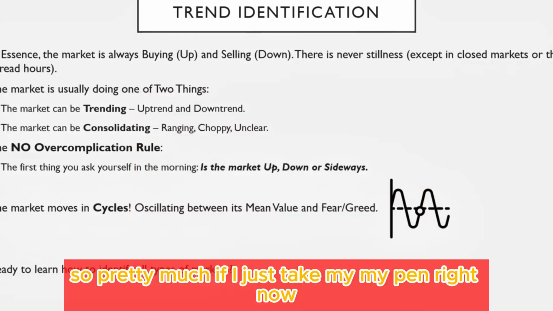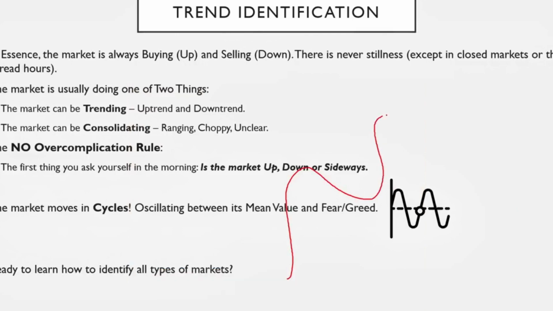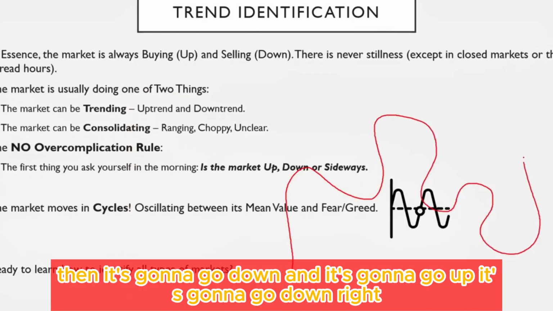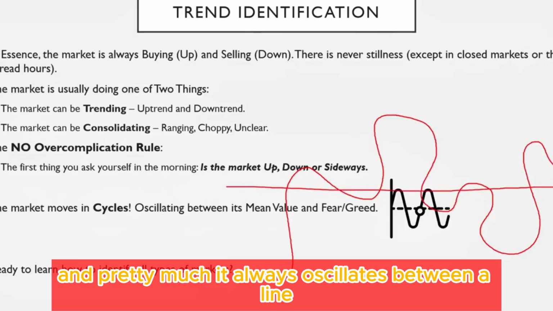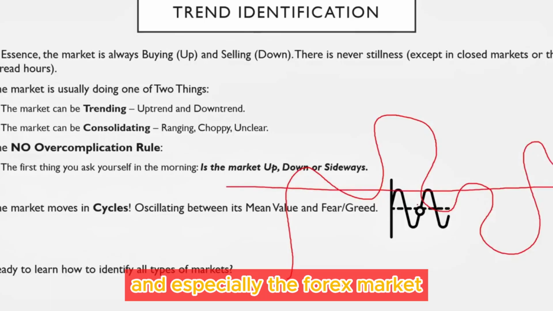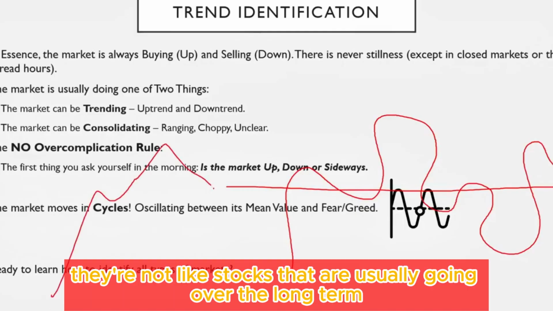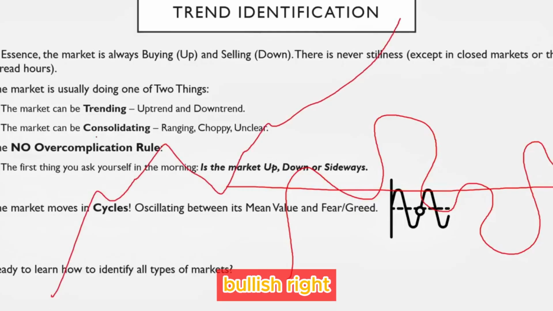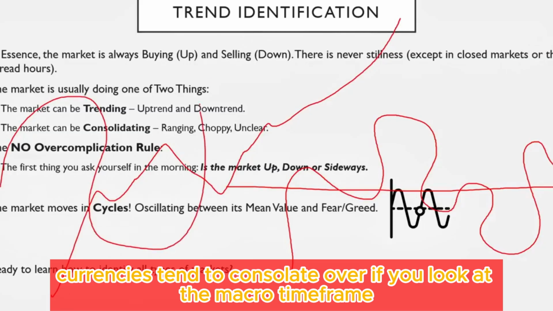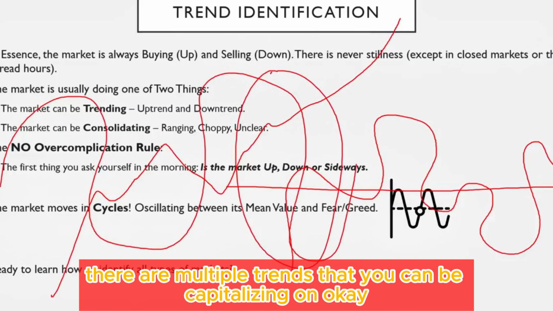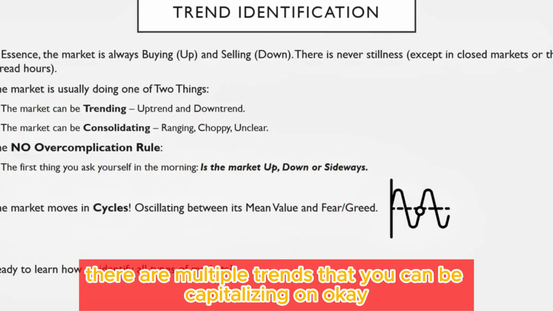So pretty much if I just take my pen right now, the market is going to go up, then it's going to go down. And it's going to go up, it's going to go down, right? And pretty much it always oscillates between a line, and especially the Forex market, because currencies, they're not like stocks that are usually going over the long-term bullish, right? Currencies tend to consolidate if you look at the macro time frame. But within those consolidations, there are multiple trends that you can be capitalizing on.